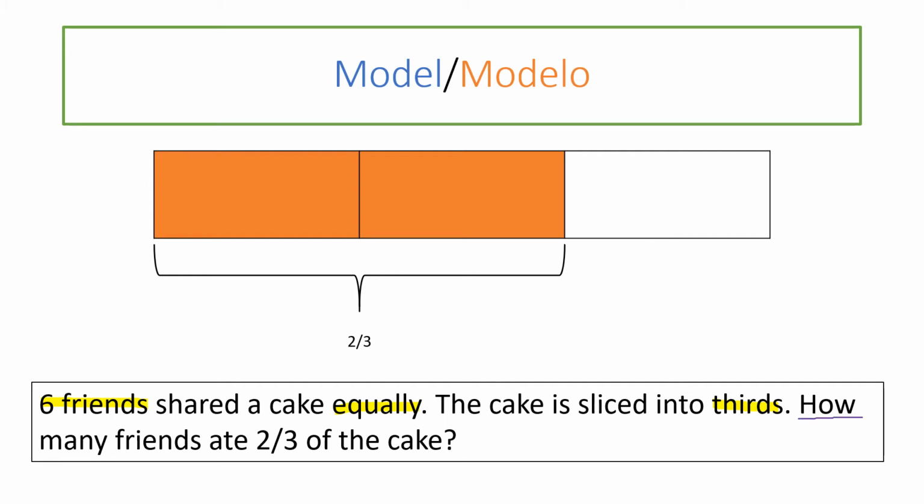In purple, how many friends ate 2/3 of the cake? Well, I only had thirds here, and it's 6 friends. That doesn't make sense. I gotta find a way to make our cake into 6 parts. I wonder what I can do. Well, here's what I would do.